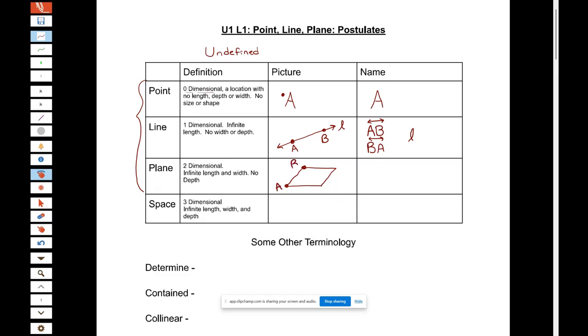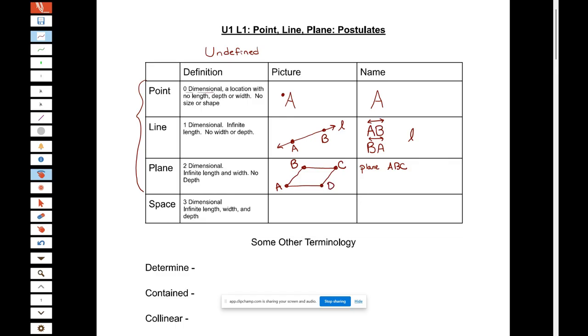So typically when you name a plane, you name it with at least 3 letters. If you name it with 3 letters, you can do them in any order you want. So unfortunately, there's no symbol for plane, so we would call this plane ABC, or plane CAB or plane BAC. Any order of those 3 letters would work.